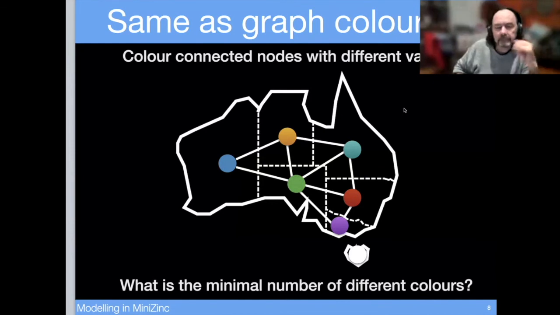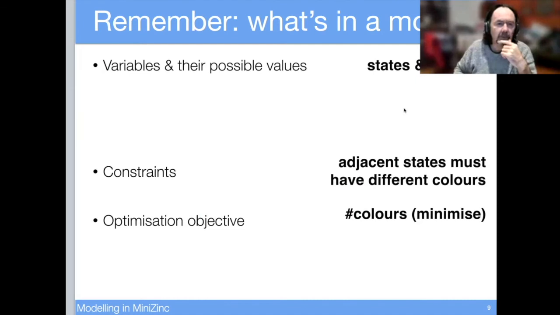Okay. So the map is, of course, really this graph here. We can put the nodes and the edges and join them between them. So let's think about how we would put this into MiniZinc, into a formal modelling system. So the bits that we're going to need are decision variables and their possible values. For this example, the decision variables are for each state, what colour does it get, right?